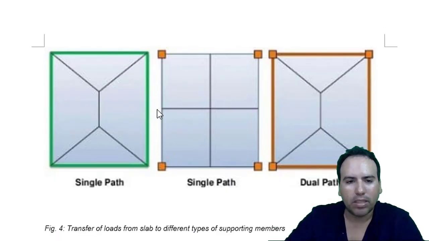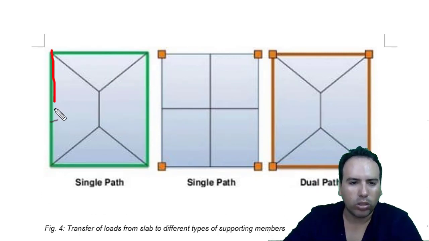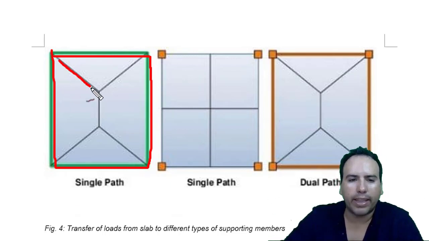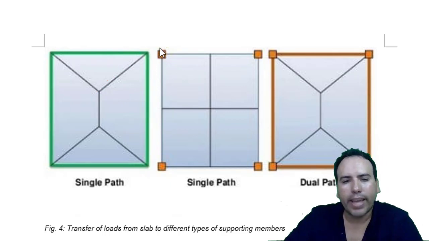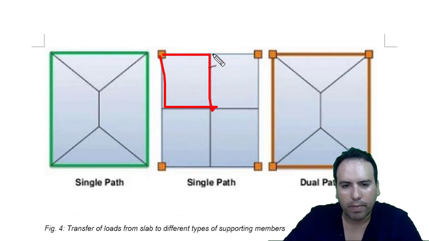Also, it depends on how the structural elements are arranged. If you have walls like in this example, on all of those sides the load would be spread like this. But if you only have columns, then all the loads of the slab will be pretty much spread like this.